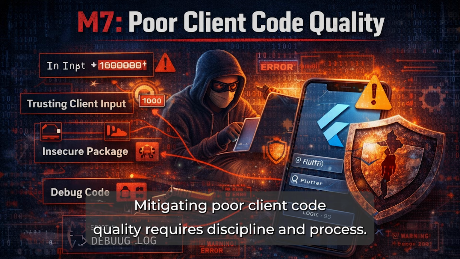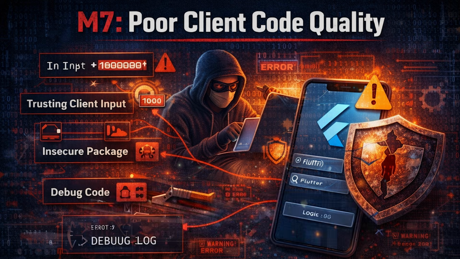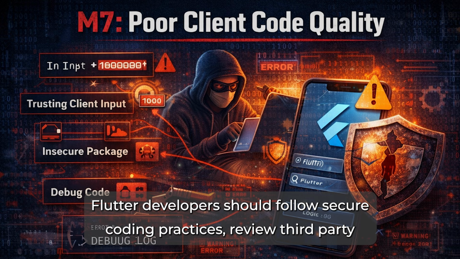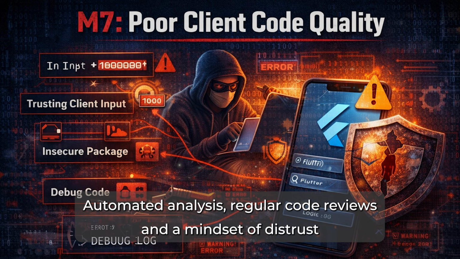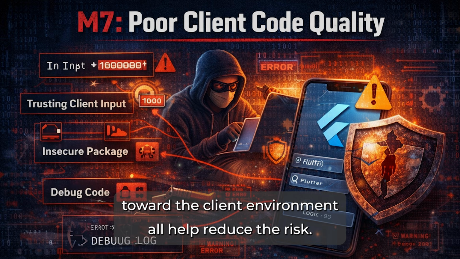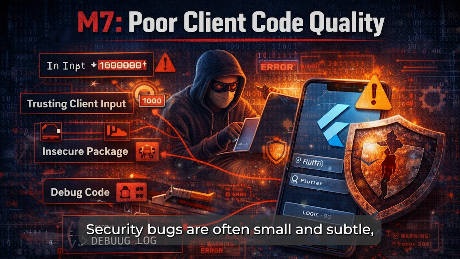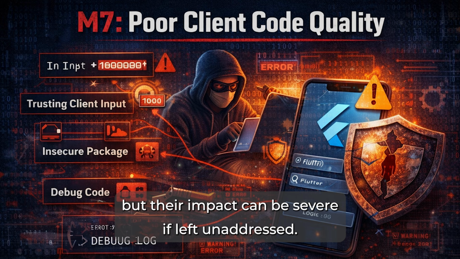Mitigating poor client code quality requires discipline and process. Flutter developers should follow secure coding practices, review third-party dependencies carefully, and remove unnecessary code before production. Automated analysis, regular code reviews, and a mindset of distrust toward the client environment all help reduce the risk. Security bugs are often small and subtle, but their impact can be severe if left unaddressed.